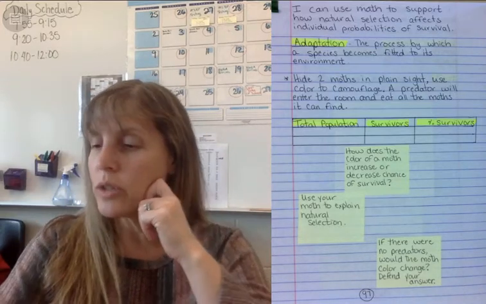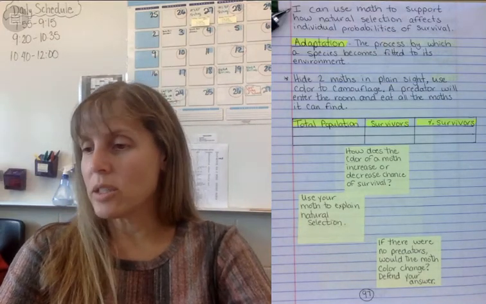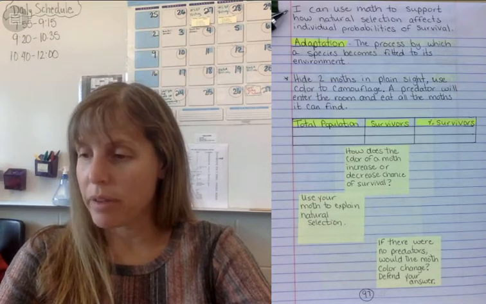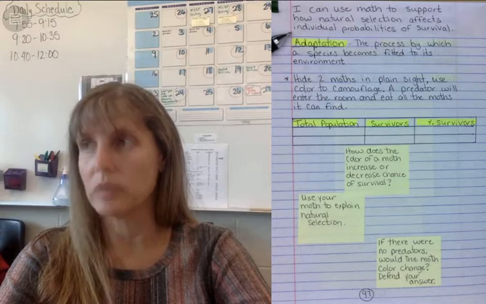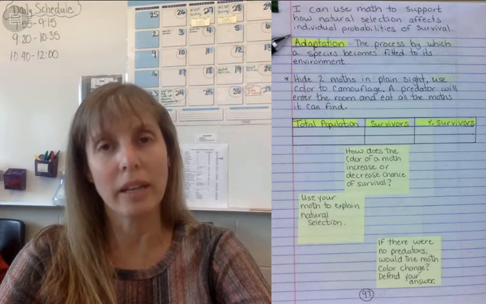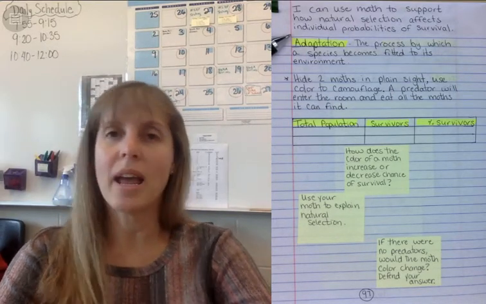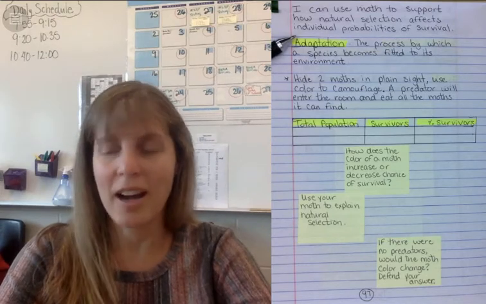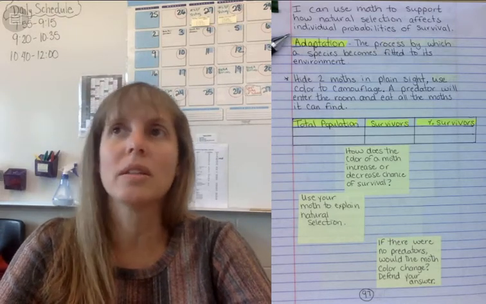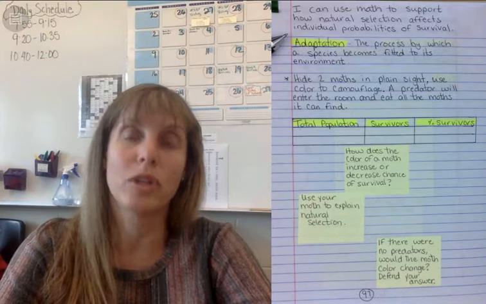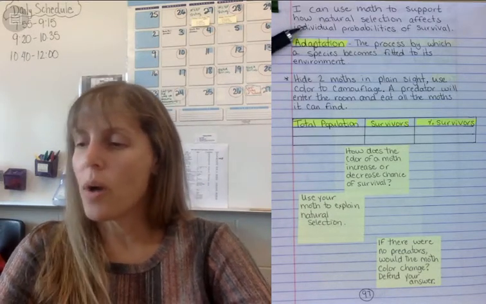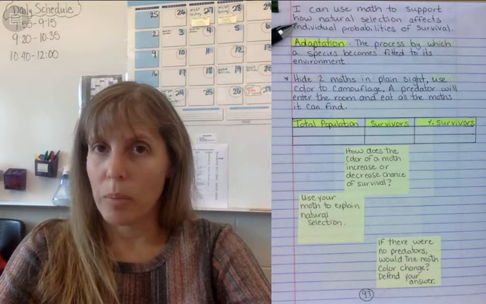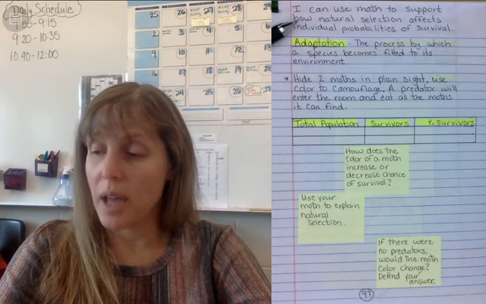Okay, so our last learning target for today is I can use math to support how natural selection affects individual probabilities of survival. Oh my gosh, you have been hearing lately, like, you have a 1 in 10 chance of surviving this, right? Or there's a 20% chance that that race car will make it around the track 52 times without changing the tire, okay? So we're going to use math. Don't be afraid. It's not hard, and we're going to do it together.